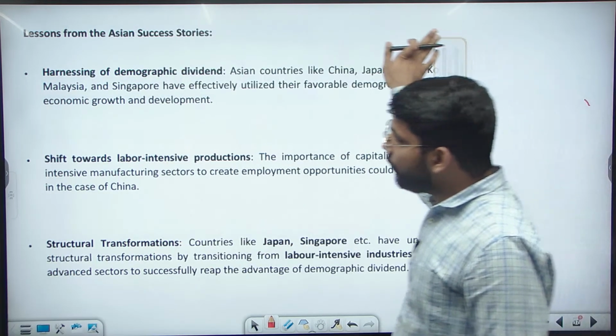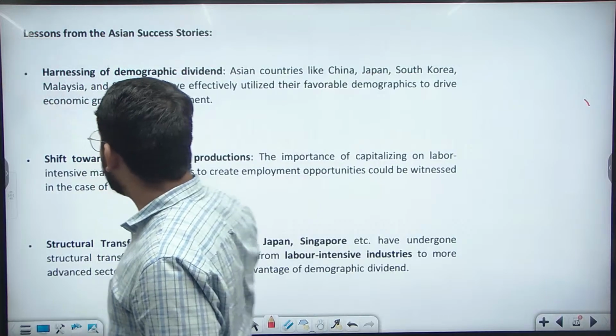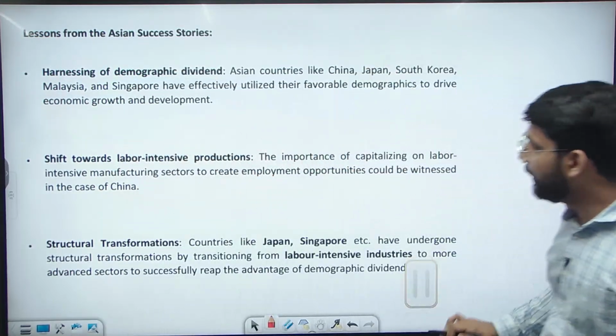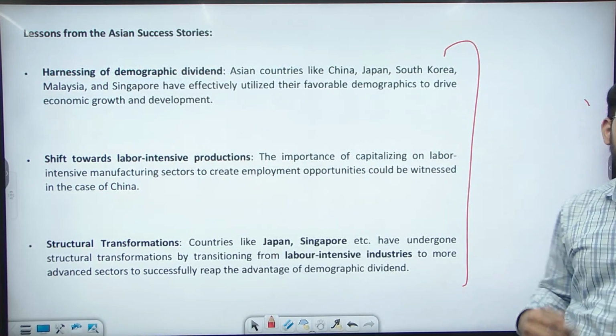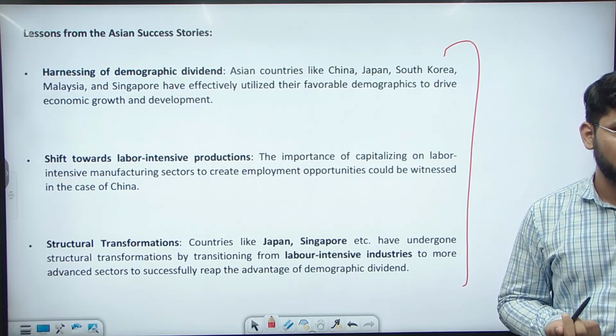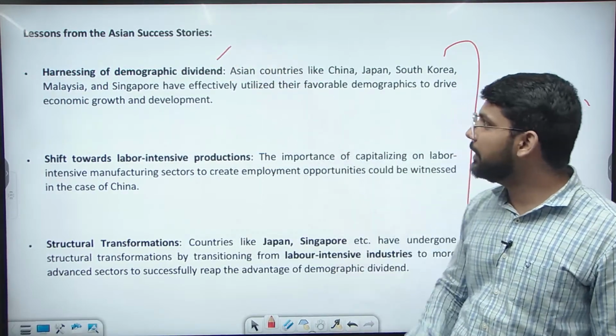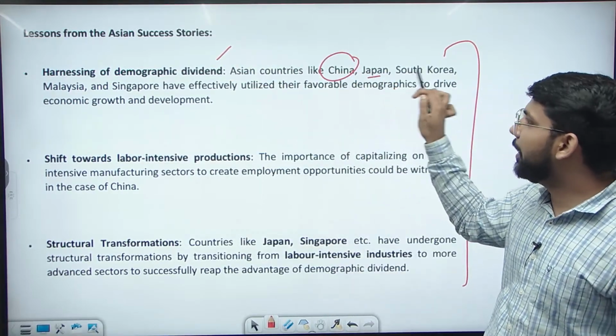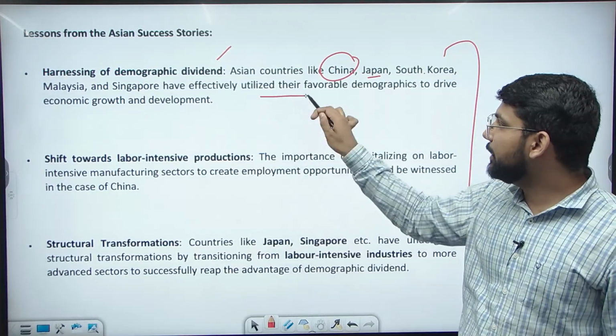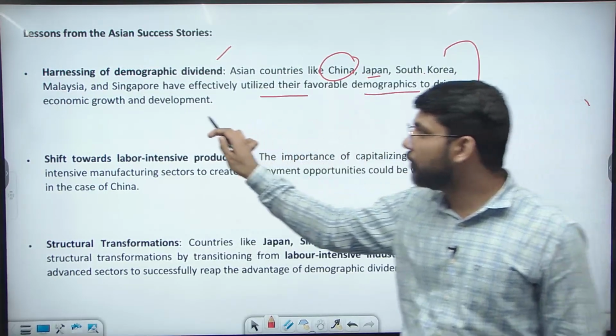Next is the lesson from the Asian success story. You can use this type of case study in your writing when you're suggesting what India can do. You can suggest how India can harness the demographic dividend. Asian countries like China, Japan, South Korea effectively utilized their favorable demographics to drive economic growth and development.